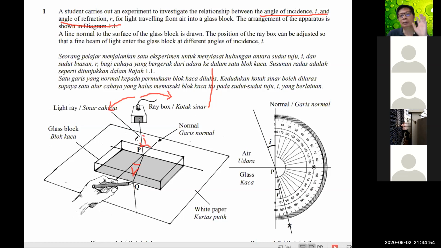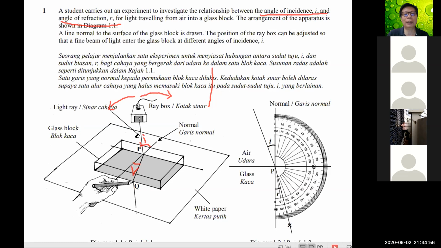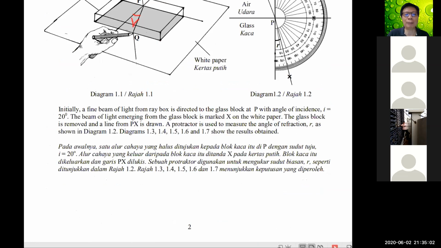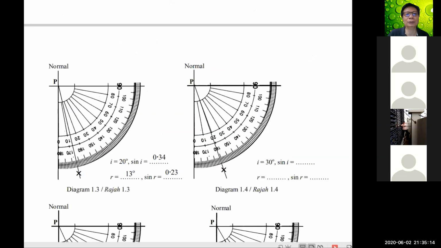Now the results are all given in the diagram. This part you read yourself, I'm not going to explain, in diagram 1.3, 1.4, 1.7, all this. Alright, now all the diagrams are here. Now you see the first two.